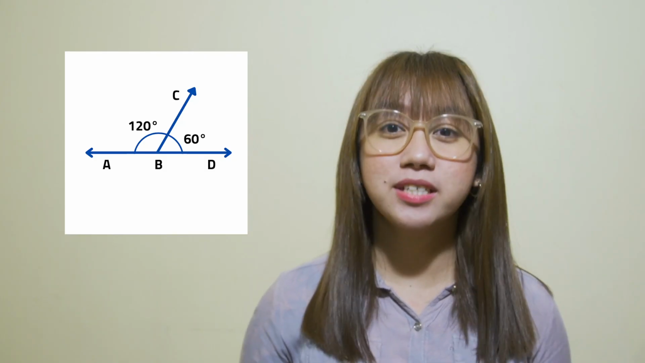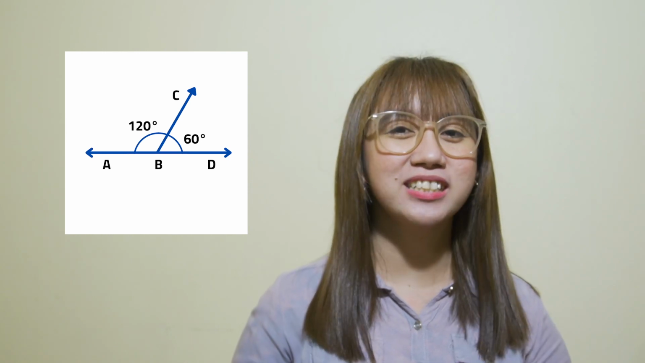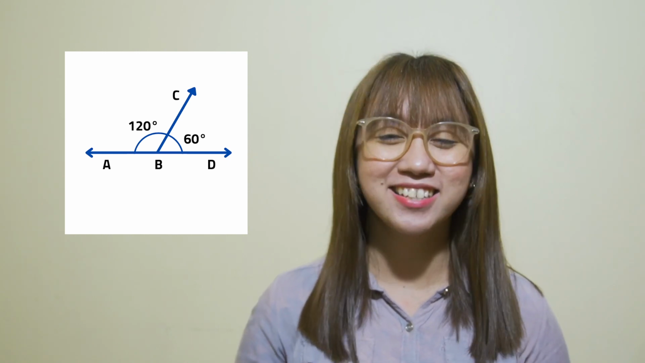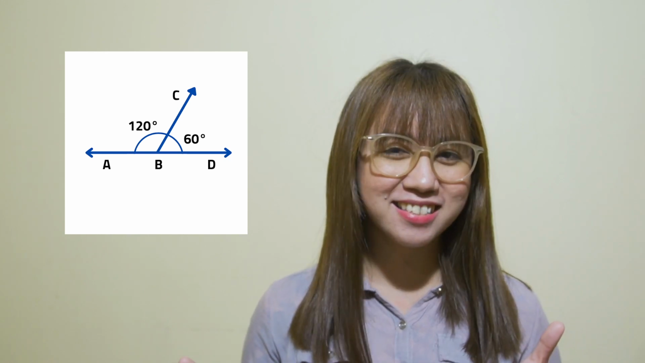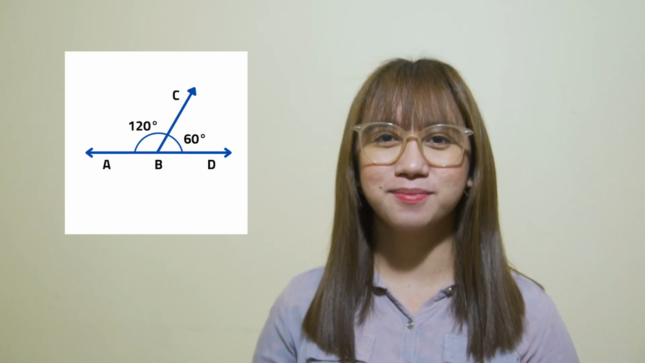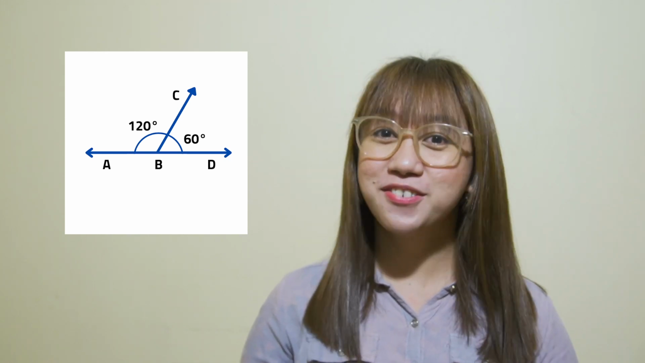Last one. Angle ABC and angle DBC measures 120 degrees and 60 degrees respectively. What do you call these angles? Very good! They are supplementary angles. That was fantastic, students! Now, let's go back to our 3 questions earlier.